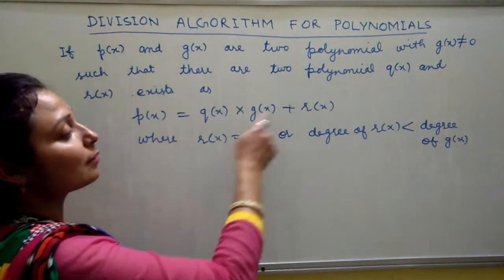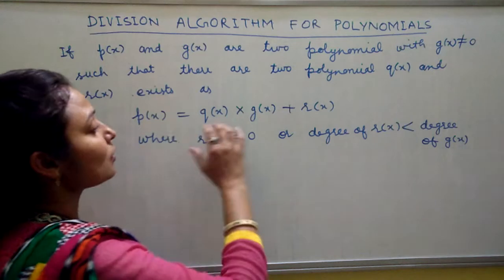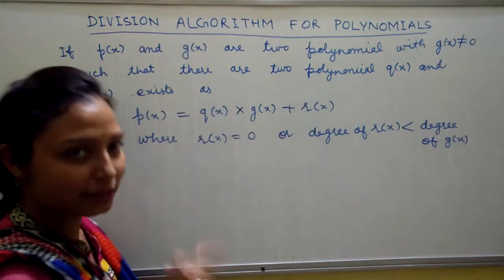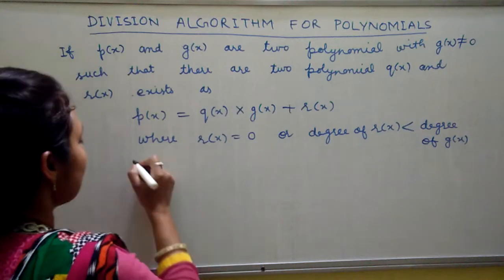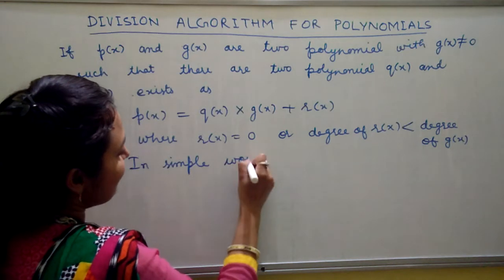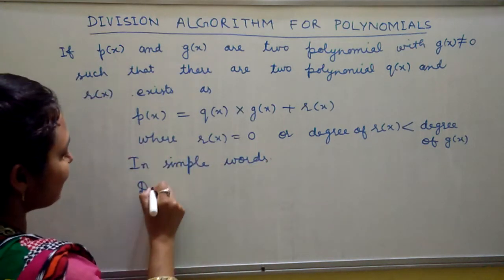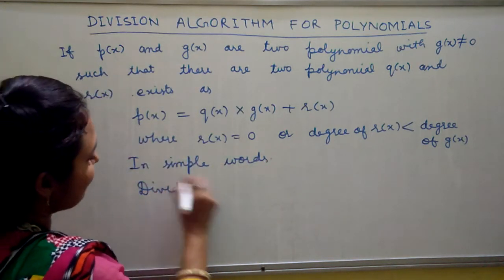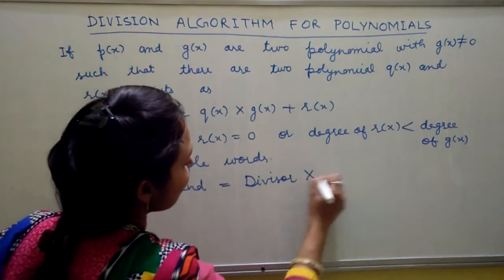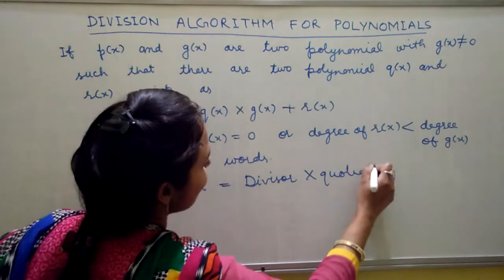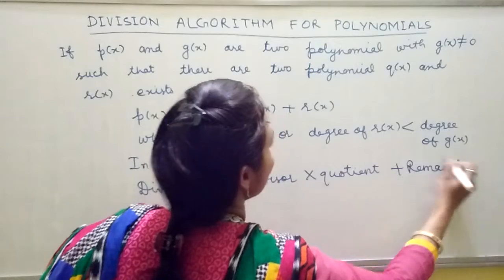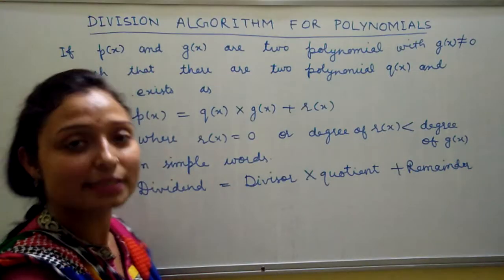Here all the terms are in polynomial form. In smaller classes we have this formula in another form, in simple words. In simple words we can say that dividend is equal to divisor into quotient plus remainder. So this is the simple form of this algorithm, and it is a very easy algorithm.